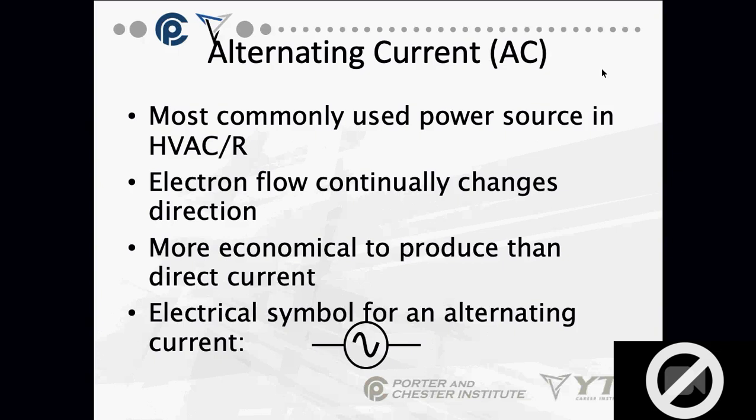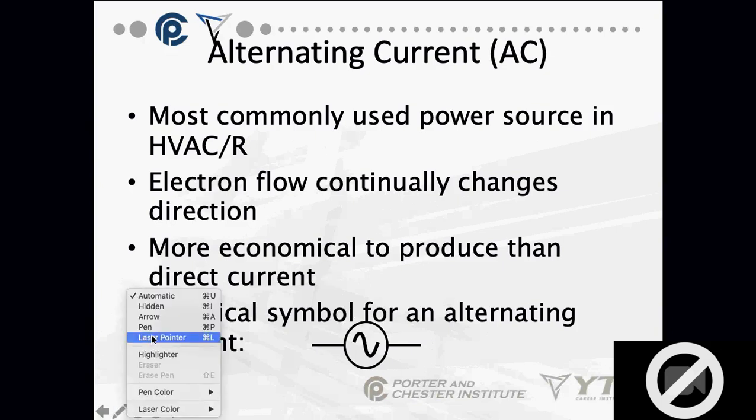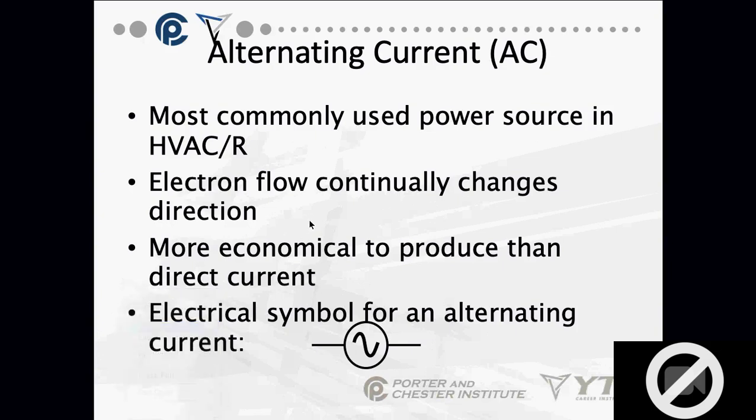Alternating current is the most commonly used power source in HVAC. It's what's available in our houses. It's what gives us our 60 hertz frequency, and the electric symbol for alternating current power supplies is down here at the bottom. The electron flow continually changes direction. It changes 60 times per second, which gives us our frequency of 60 hertz.